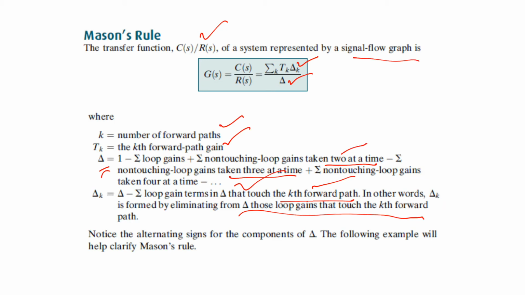Now note the alternating signs of the components of delta. So there are alternating signs like 1 minus the summation of loop gains, then plus the summation of non-touching loop gains, then minus, and then plus and minus, like that. Now we will discuss it with one example.